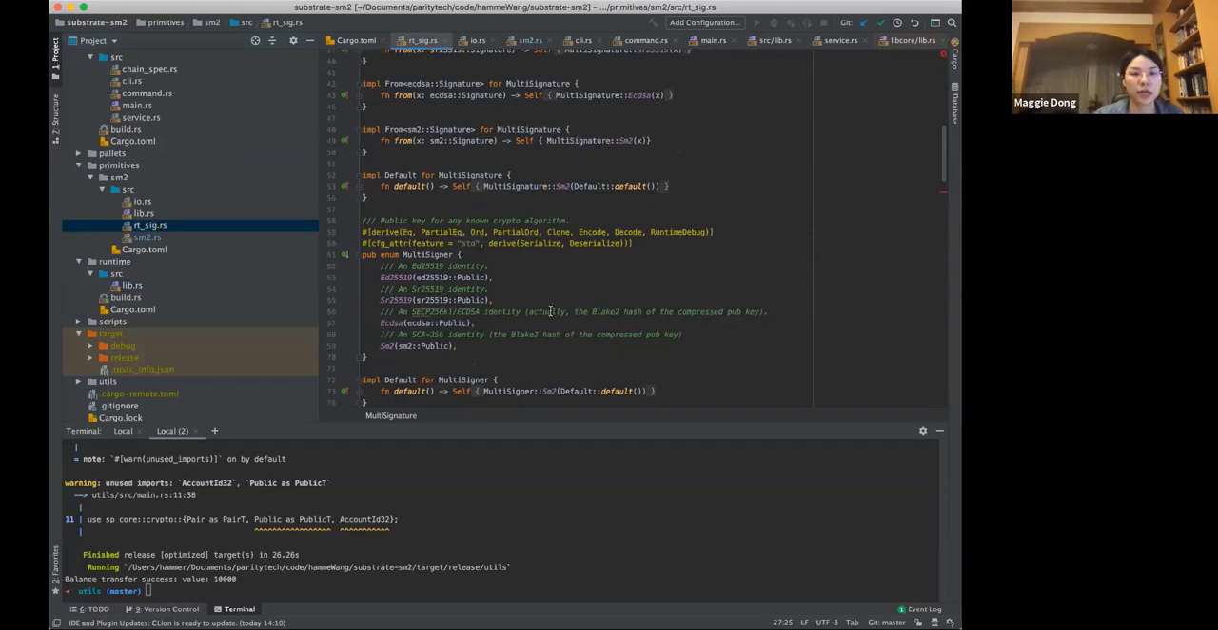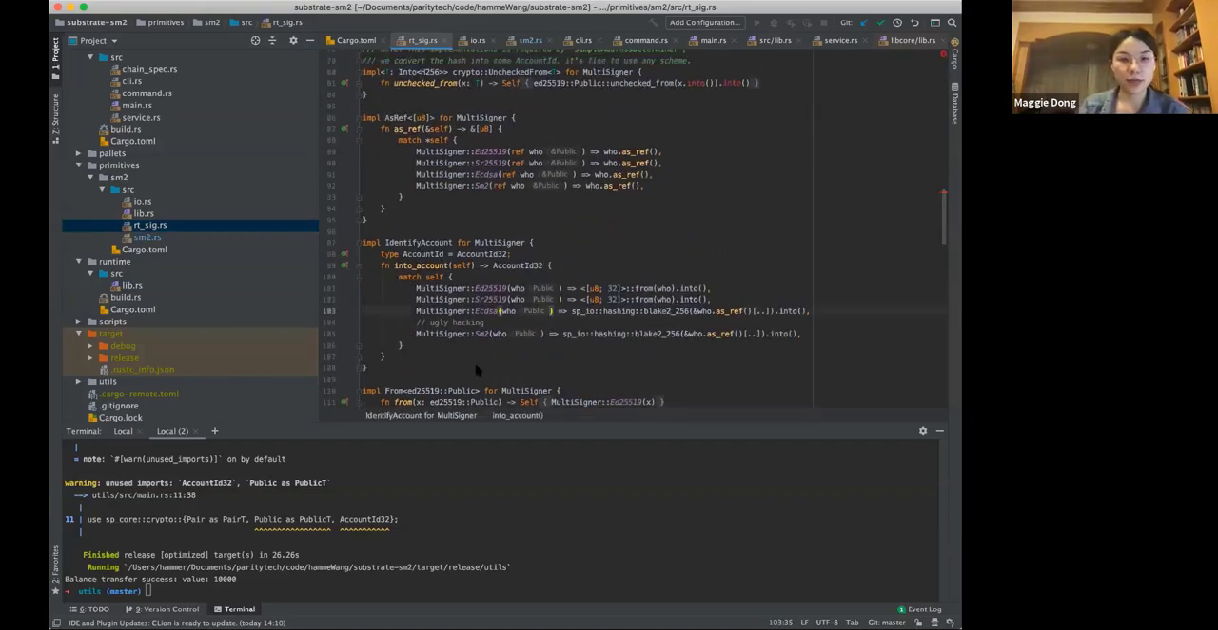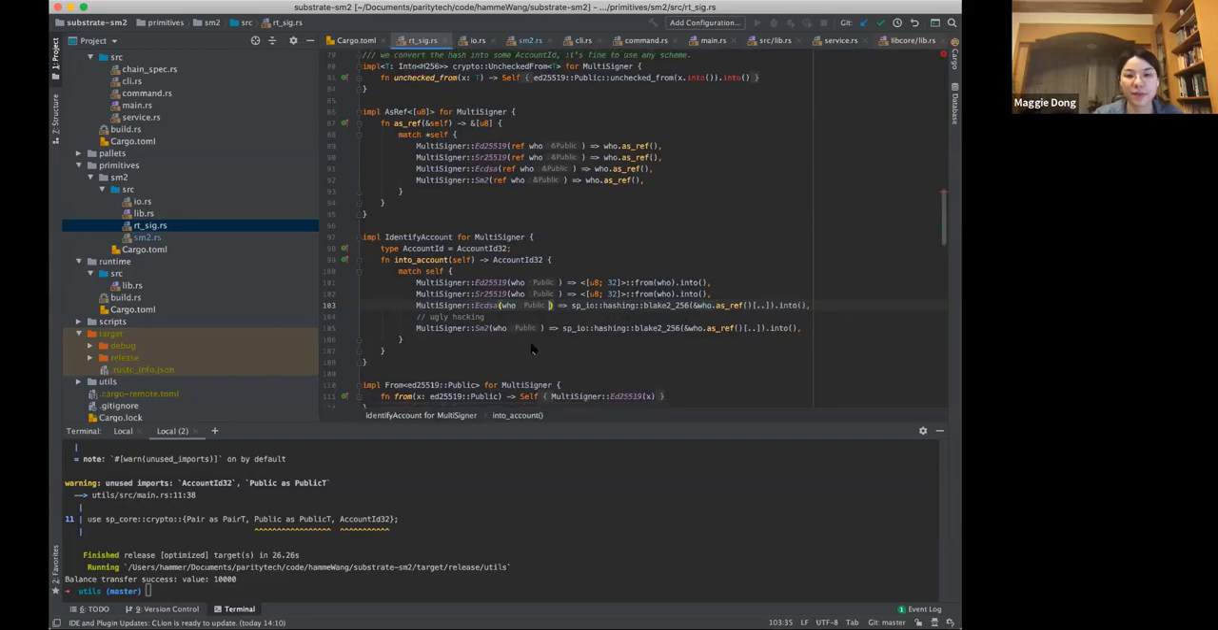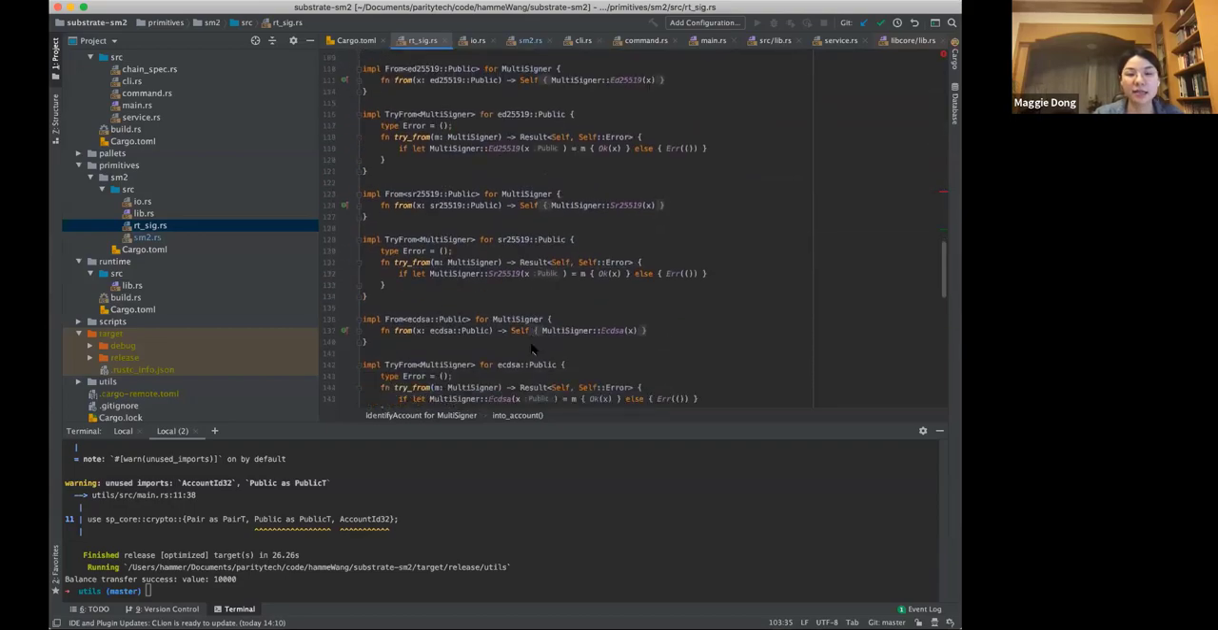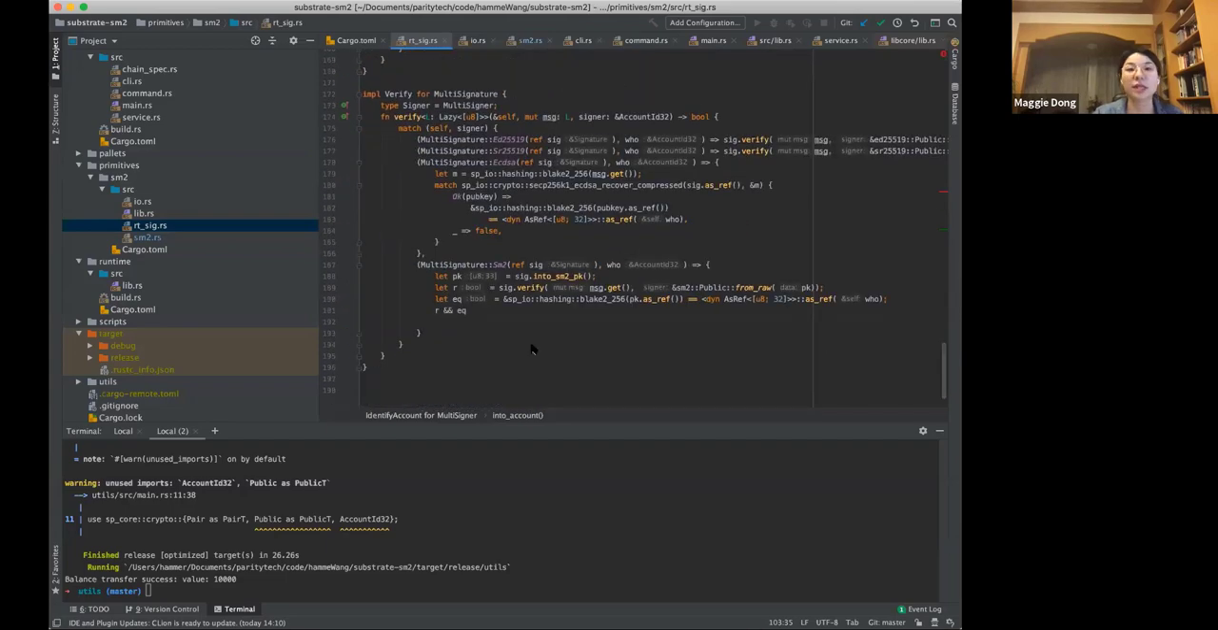Okay, it's a runtime signature, and here is the public key. You can see that from the public key to the account ID 32, it is exactly the same as the ECDSA, and the other detail I need to bring up is the verify function.